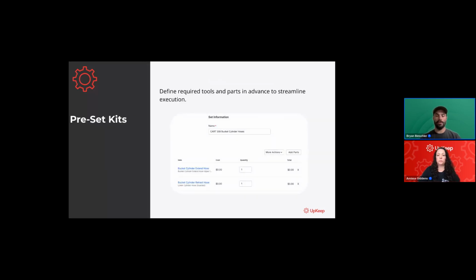Okay, this goes in the same line of thinking. Preset kits, right? We want to define the required tools and parts in advance to streamline our execution. We talk about running around. We'll use the crane example, right? What if our PM task orientation is all jacked up and we also don't have the right tools? So now you've gone up and down a crane 3 times and you still don't know what tool you need. So we're compounding the effects of poor mean time to repair, right?